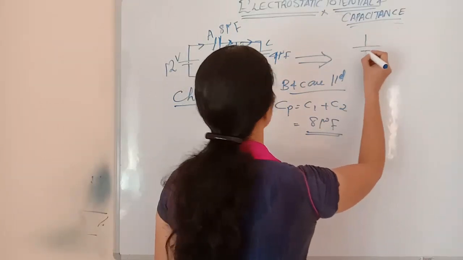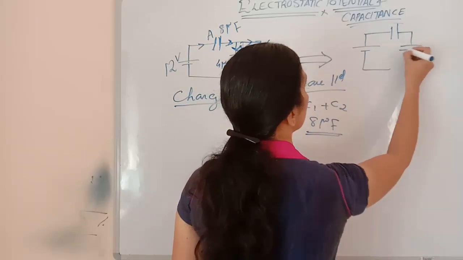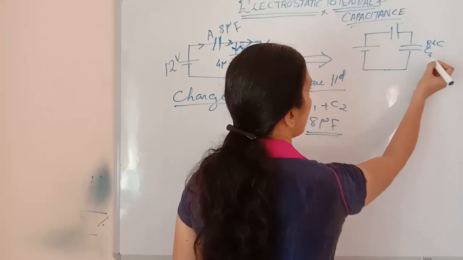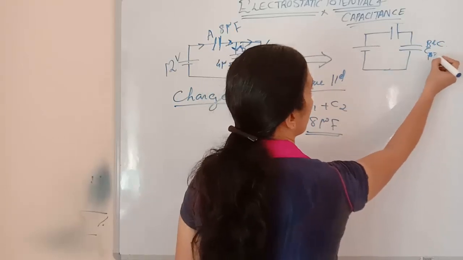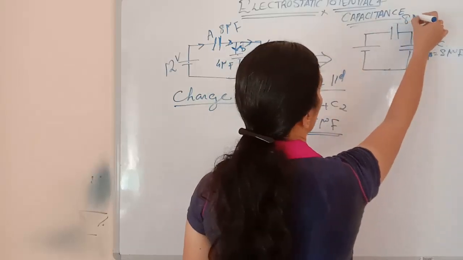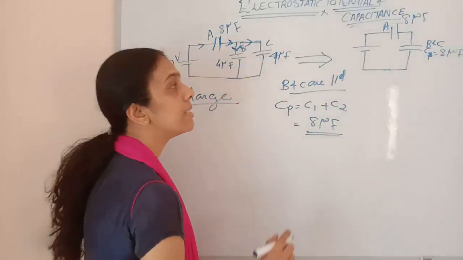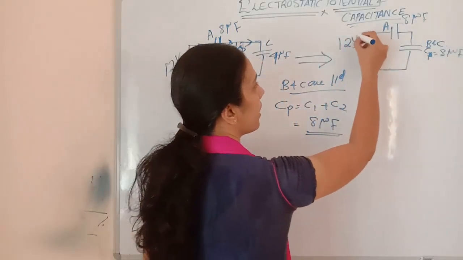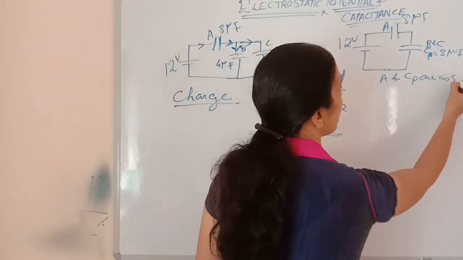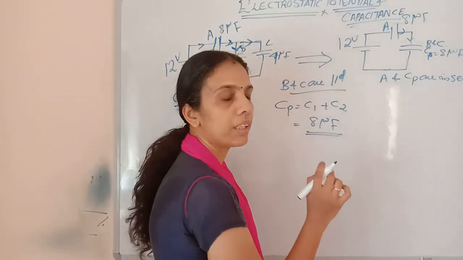So I am redrawing this. B and C together became CP now, which is equal to 8 microfarad. Now this A and this CP are in series with each other. Same charge only flows through this, right? So they will be in series.